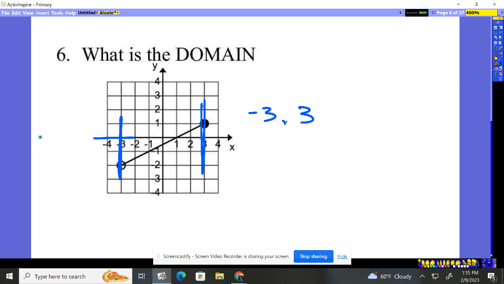Now, does it include negative 3? No. So I'm going to put a parenthesis. Does it include this 3? Yes, it had a big darkened part there. So boom, I use a bracket to show that it includes it.